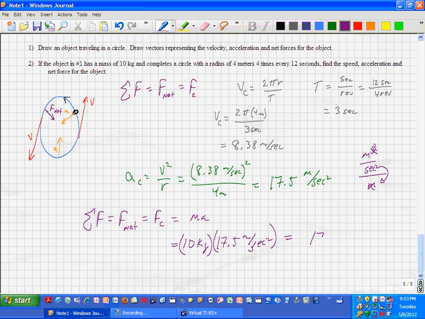So that would be equal to 175 newtons. A kilogram meter per second squared is a newton. So my answers are right here, along with this diagram.